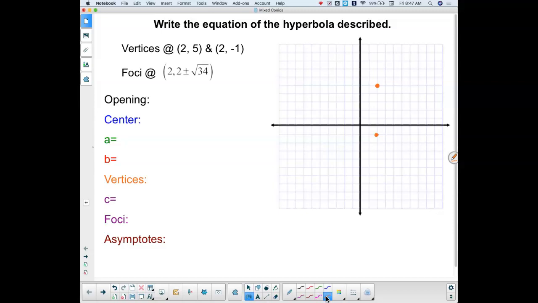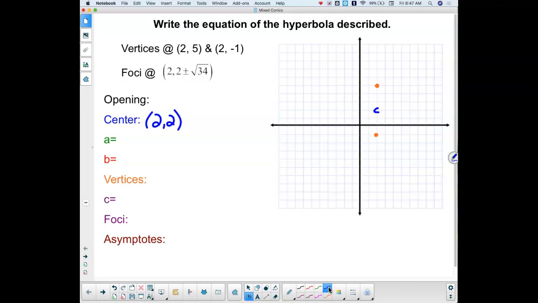Even before that, it opens up and down, right? Then the next thing it tells me is what, Emma? The center. Where's the center? 2, 2. Yep. Halfway, the midpoint of those two. So the center is at 2, 2.